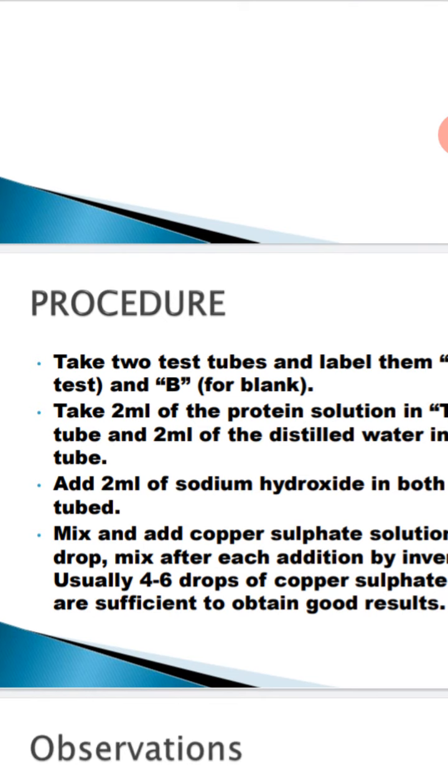Now what do we do? We add 2 ml of sodium hydroxide in both test tubes and mix. After that, we add copper sulfate solution drop by drop.